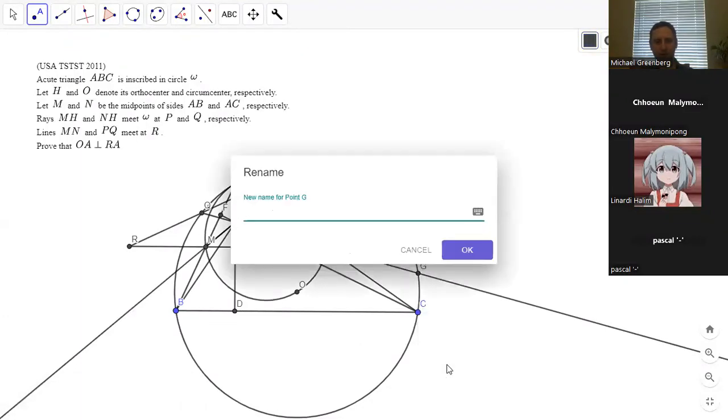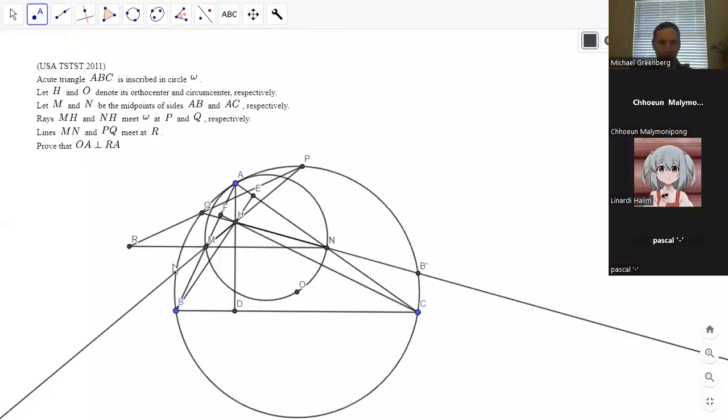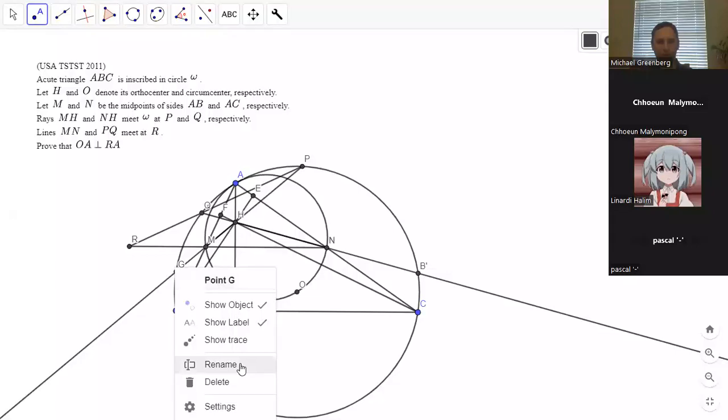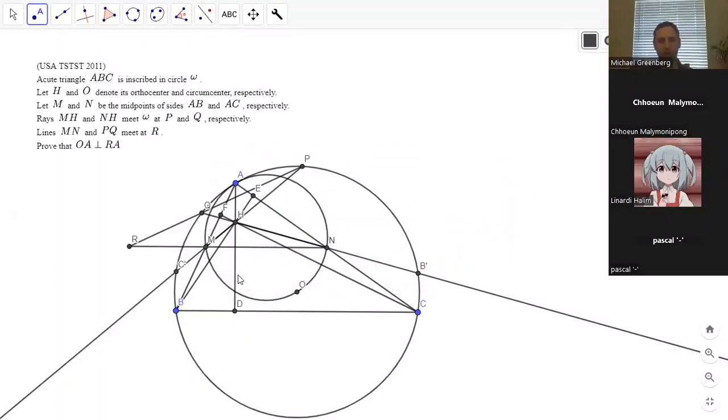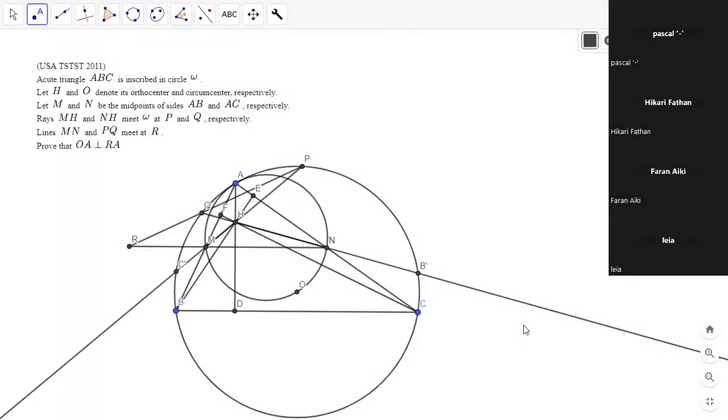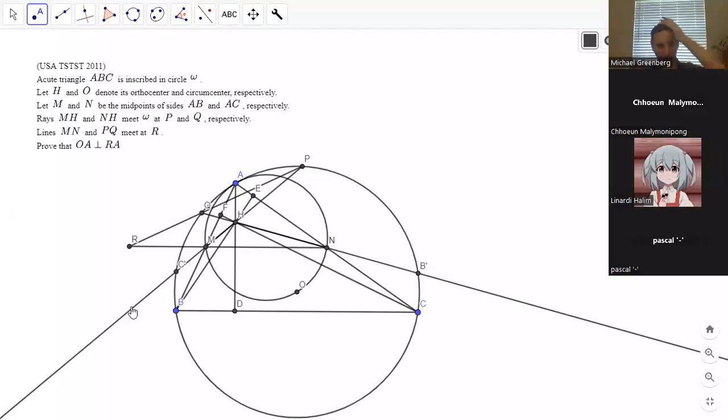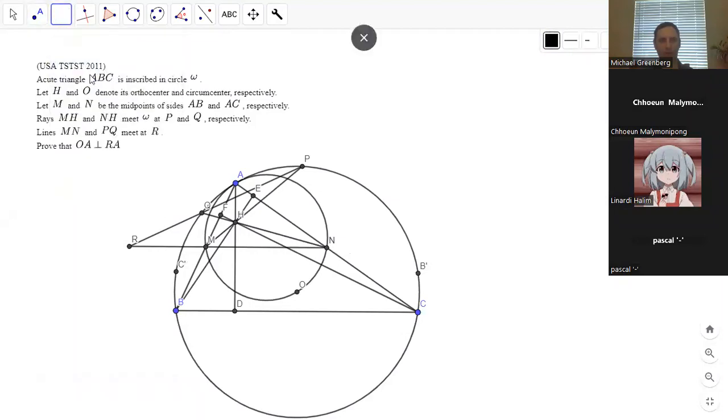So basically, if we let this meet it at B prime and this meet it at C prime, we know that B prime and C prime are the antipodes. Because the orthocenter, the midpoint, and the antipode are collinear. That's a well-known fact. So, hey Leia, thanks for joining. So I just solved this problem. This is one of the easier problems, but we'll get to the harder ones.